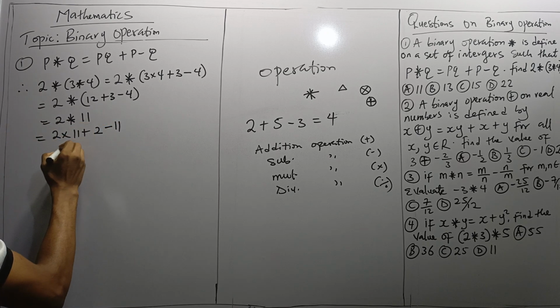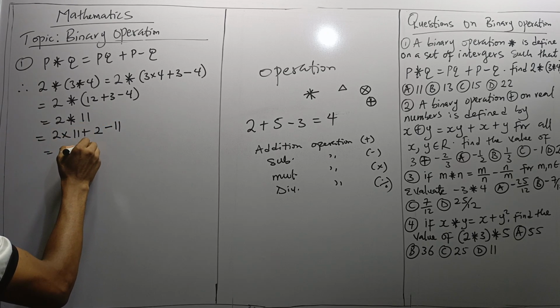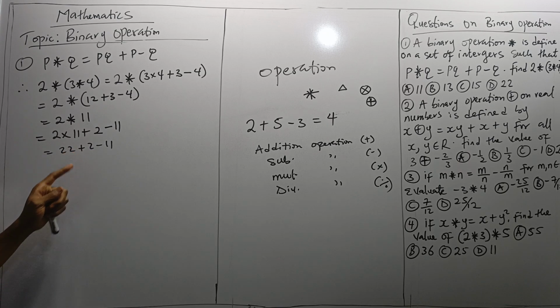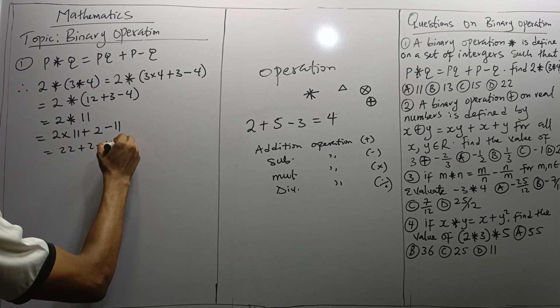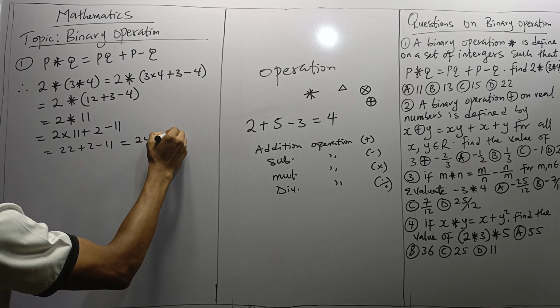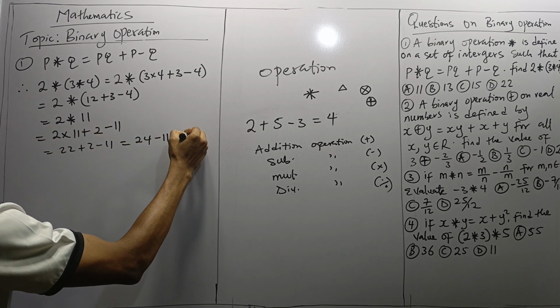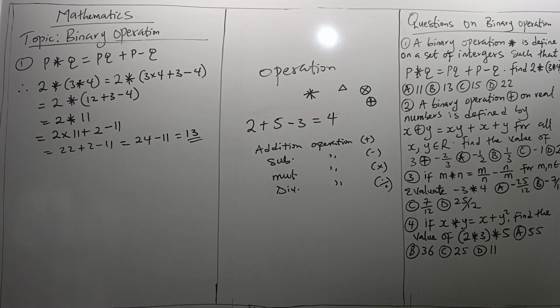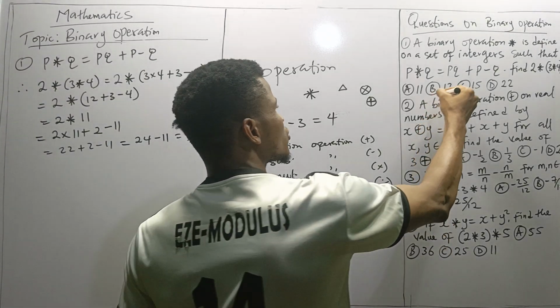So at the end of the day, we have, this is 22 plus 2 minus 11. Because 22, applying BODMAS, we have plus x. 22 plus 2 should be 24, then minus 11. And it should be what? 13. And that should be our final answer. So the answer to this question is B.